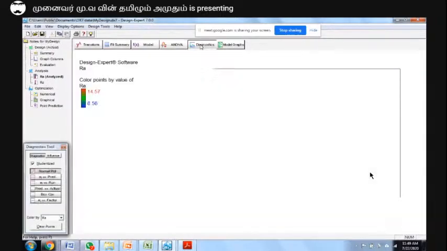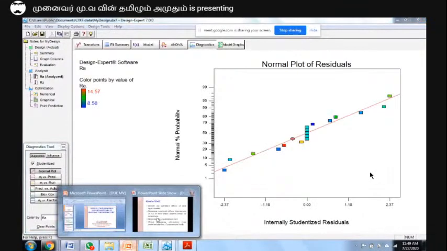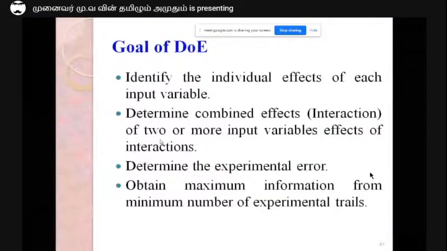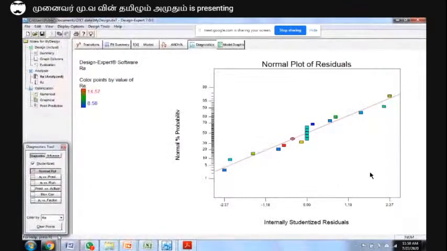Then, see the picture. What we can do is identify the individual effect of each input parameter and determine the combined effect. That is what we are going to do with the graph. This is the error analysis. If your data is scattered along the line, then your experiment has very good control over the mathematical model. There is no need to repeat the experiment. The experiment has a very good hold.